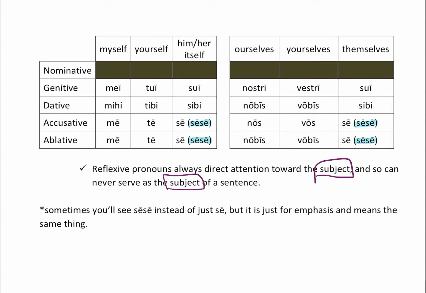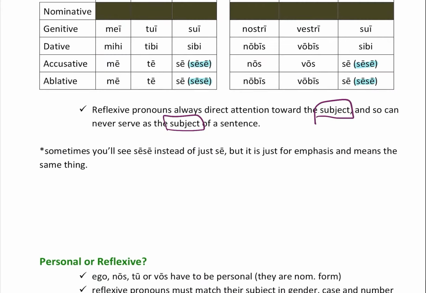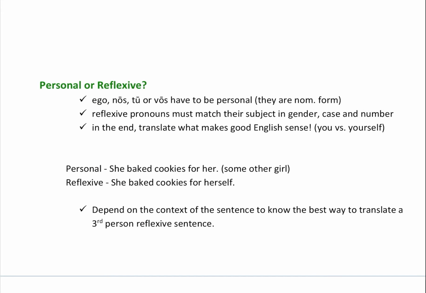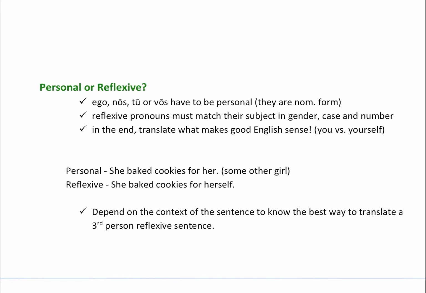Okay, so since the pronouns for first and second person are exactly the same for personal and reflexive pronouns, there's our connection why we had to do the review. How will you know if the pronoun is intended to be translated as personal or reflexive? So there's 3 ways that you can tell. So first of all, ego, nos, tu, and vos have to be personal because they're the nominative form. That's the easiest one.